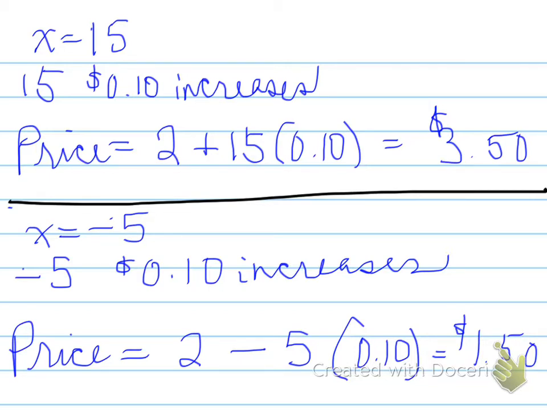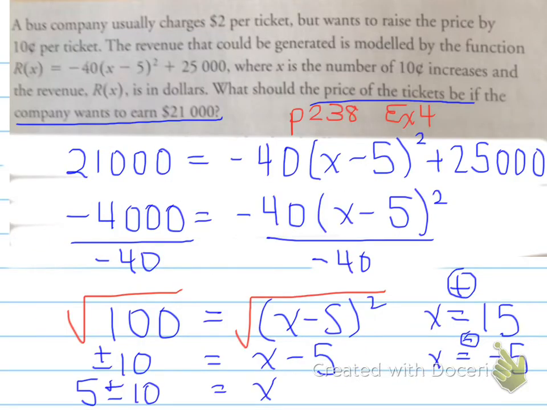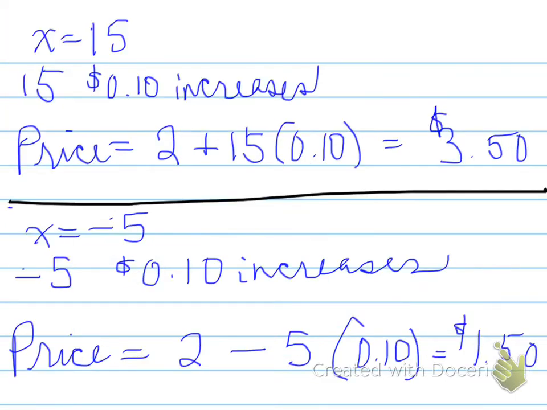Okay, well, that's the end of this video, folks. So again, let's just recap. We need to reach a minimum of $21,000. Those values that we found in this question, $3.50 and $1.50, mean that we will reach our value of $21,000.